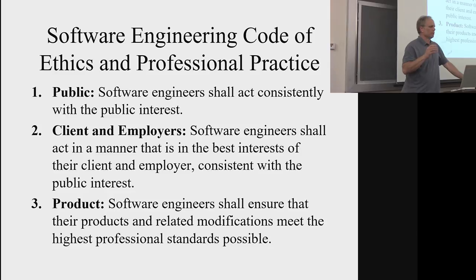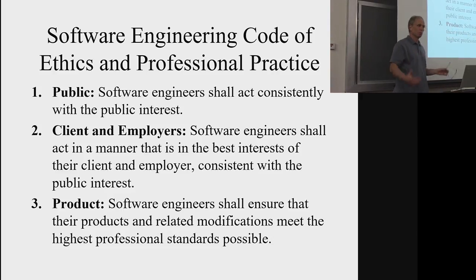What's the number one responsibility of a software engineer according to this Code of Ethics? What comes first before everything else? The public interest. Software engineers shall act consistently with the public interest. That's a higher responsibility than acting in the best interest of client and employer. Right? It says consistent with the public interest. So you're working in the best interest of the public, and you're working in the best interest of client and employers.